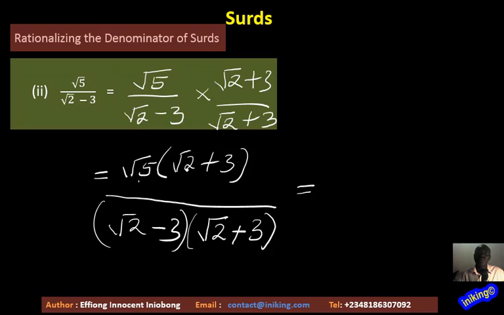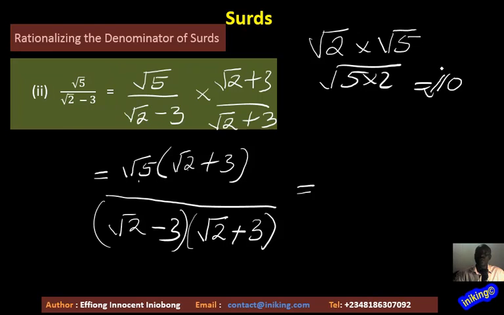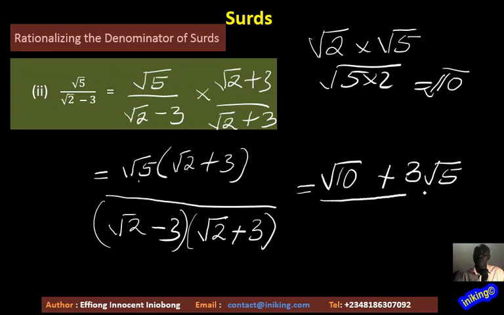Now root 5 times root 2. If we can still remember right from our first, root 5 times root 2, same thing as root 2 times 5. That is what? 5 times 2. That gives us root 10. So root 5 times root 2 is root 10 plus root 5 times 3. Oh, it's 3 root 5. That's okay with the numerator. So with the denominator, root 2 times root 2 will give me 2.